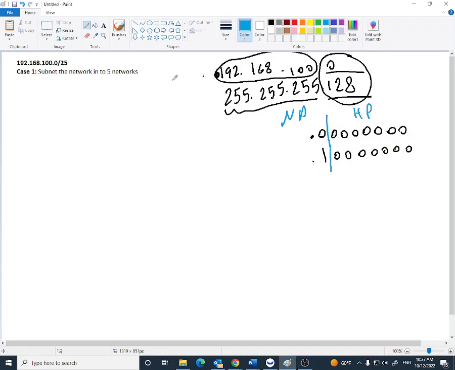Now, he wants me to create 5 networks. Because he wants me to create 5 networks, I have to ask myself how many bits I have to borrow from the host portion, from left to right, so I can get 5 networks. The equation we're going to use is 2 to the number of bits I'm going to be borrowing should be greater than or equal to 5, which is the number of networks.